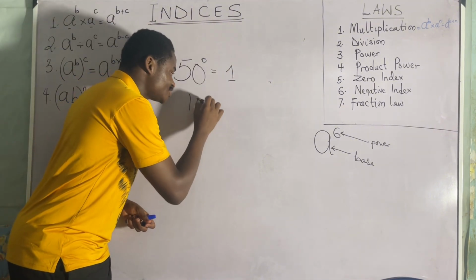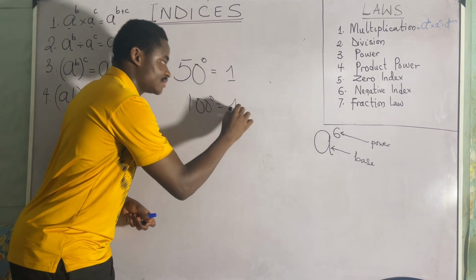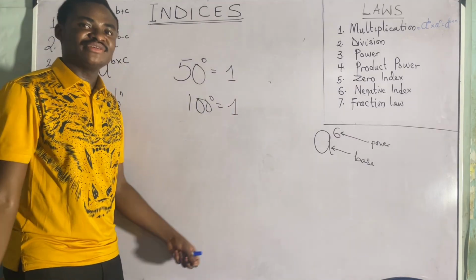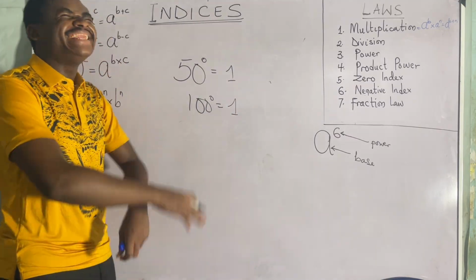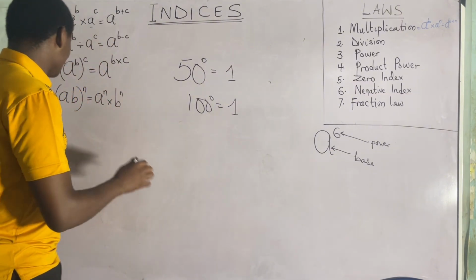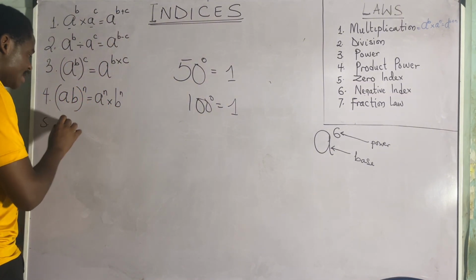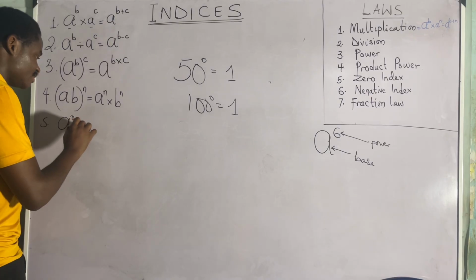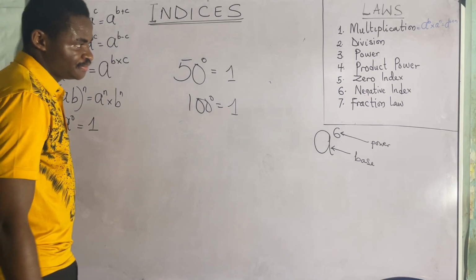100 raised to power 0 is 1. 1000 raised to power 0 is 1. Anything raised to power 0 is 1. So that law is very simple here. I'll say a to power 0 is equal to 1.